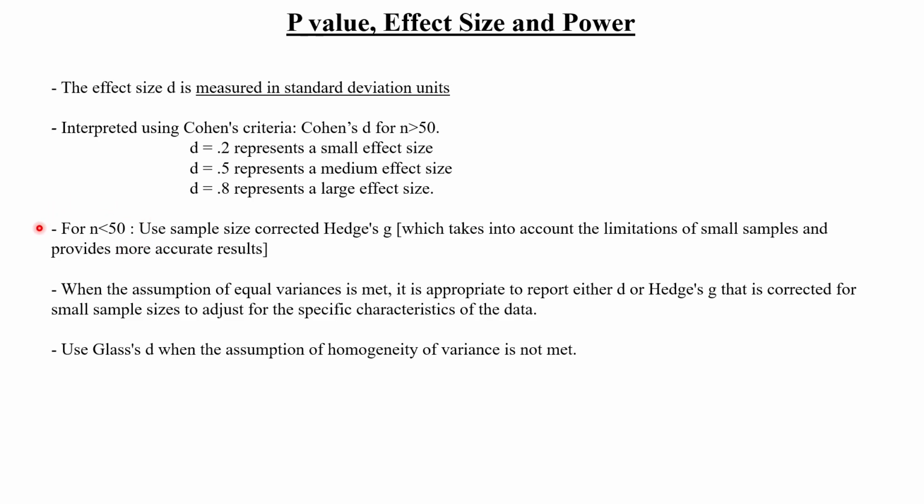If the number of observations is less than 50, then instead of reporting Cohen's d, we can report Hedges' g, which takes into account the limitation of small samples and provides better results. And of course, this is only valid if the homogeneity of variance is met. But if the variances are unequal, then instead of reporting Cohen's d or Hedges' g, we can report Glass's delta value.